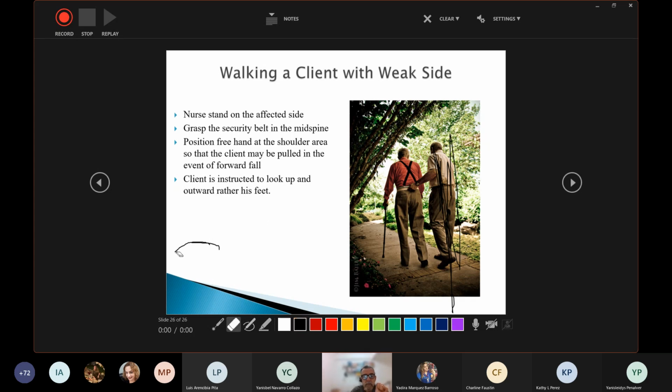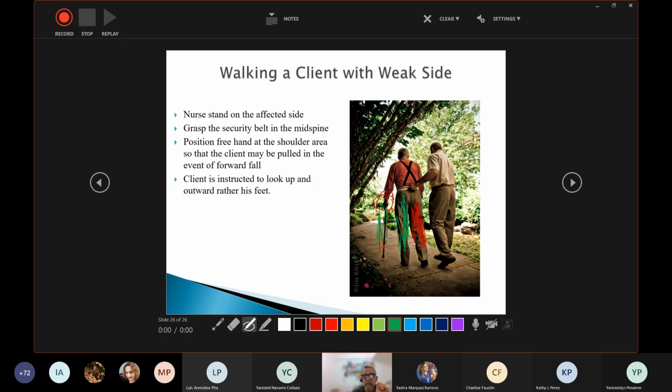Observe this picture: this person has a weak side that is this. This is the weak side. Sorry, no, I'm sorry, I'm saying nonsense. This is the weak side. And that's why the person is holding the cane on the strong side.